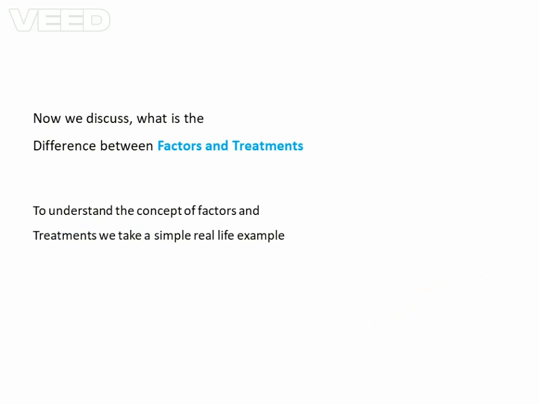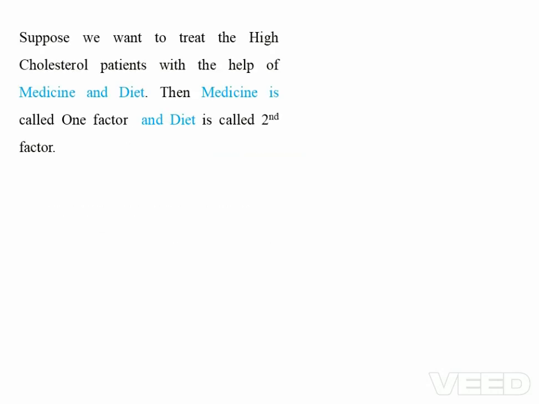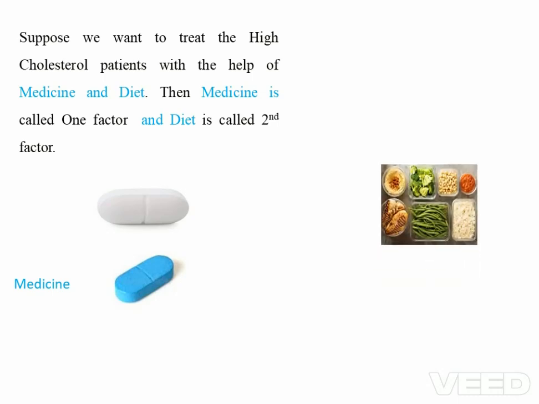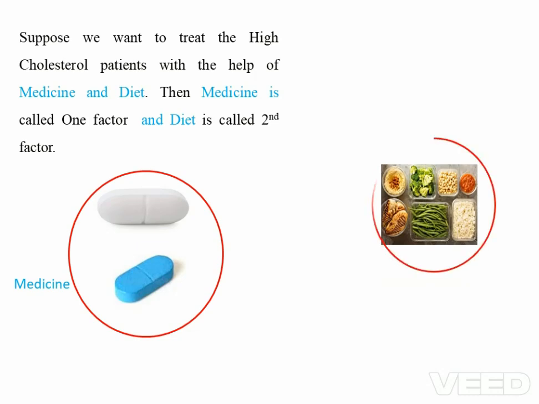Now we discuss what is difference between factors and treatments. To understand the concept of factors and treatments, we take a simple real-life example. Suppose you want to treat the high cholesterol patients with the help of medicine and diet. Then medicine is called one factor and diet is called second factor.